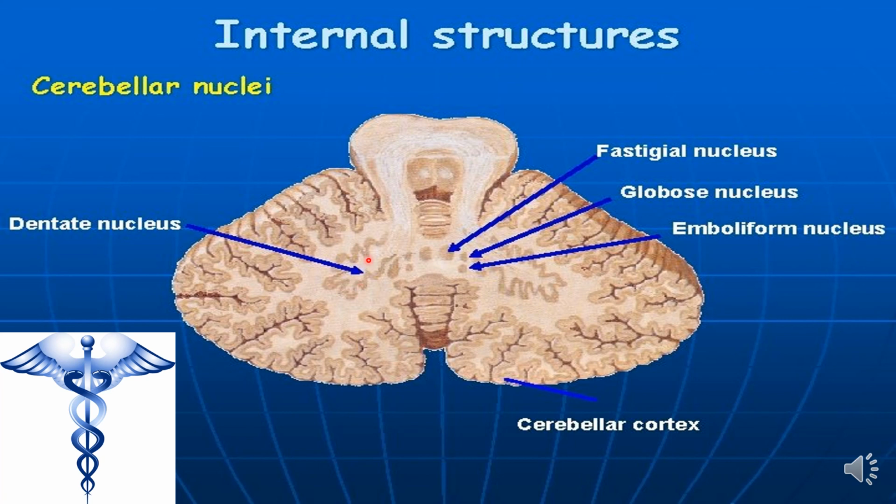Here you can see a mass of grey matter embedded in the white matter. These masses are the fastigial nucleus, globose nucleus, emboliform nucleus, and the dentate nucleus. Among them, the largest one is the dentate nucleus.